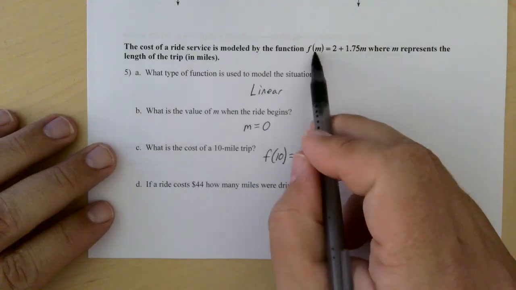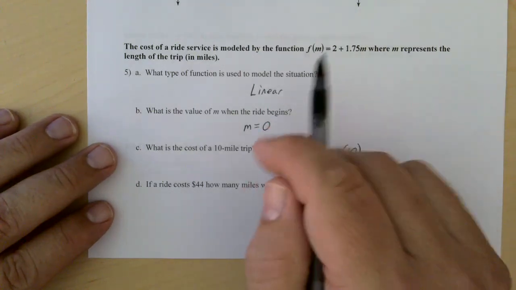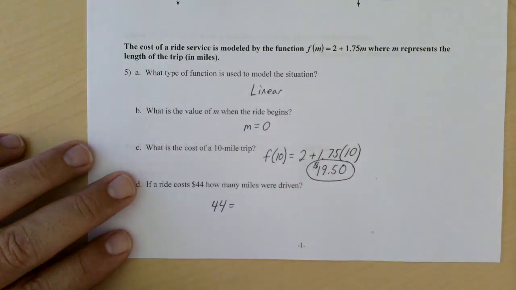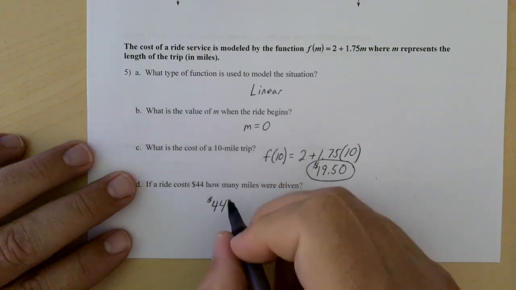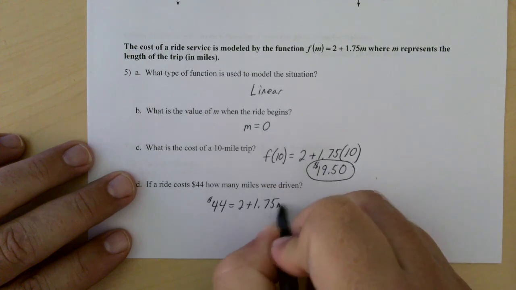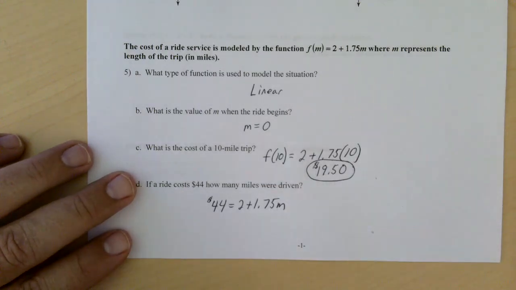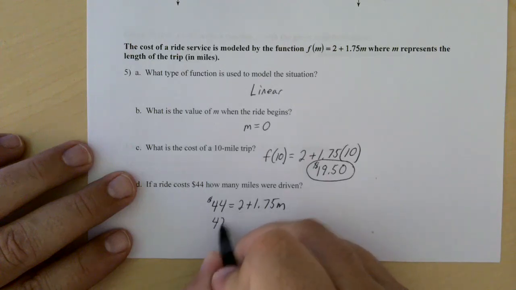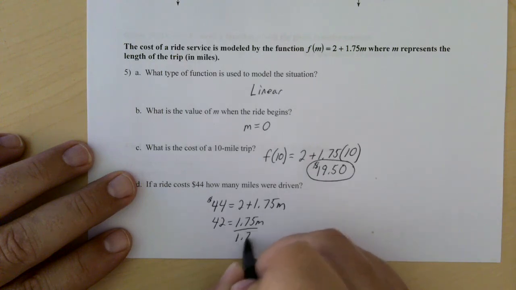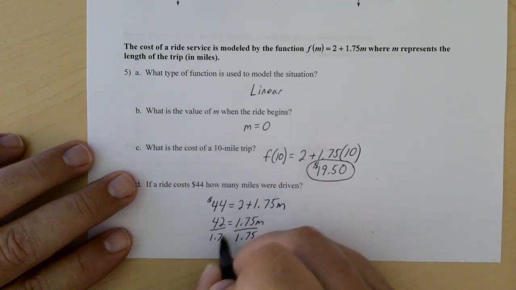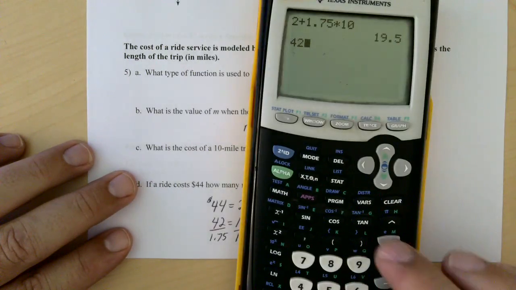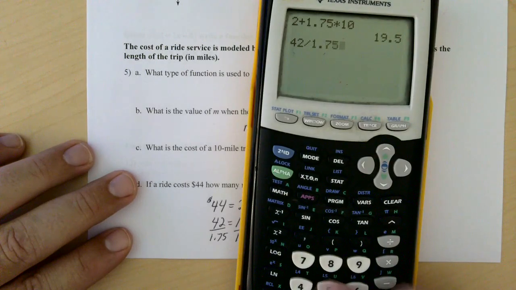And then here, if our bill was $44, okay? So if the outcome, the f of m, that's your y, your outcome, we know the cost of the trip was $44. It's very easy to solve a 2-step equation for m. Okay, so all we have to do is subtract the 2, it becomes 42. And then I have to divide by $1.75. So m in this case would be 42 divided by $1.75.